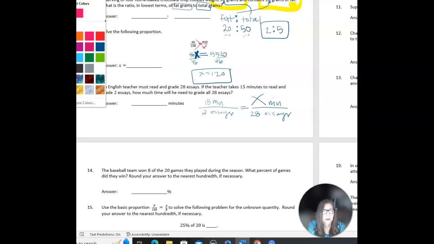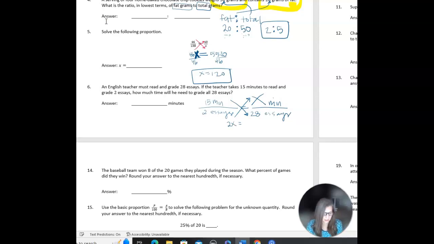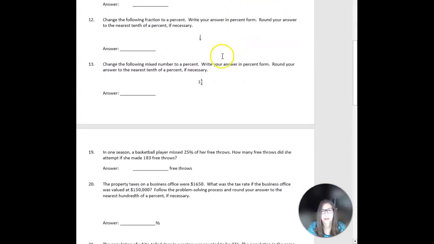We're going to cross multiply. 2 times x is 2x. Let's see, 15 times 28 is 420. And divide by 2. Divide by 2. x equals 210 minutes. And they want the answer in terms of minutes. If they wanted it in hours, we'd have to do a conversion, but they specifically ask for minutes. Okay. Moving right along, let's see how much time we have.